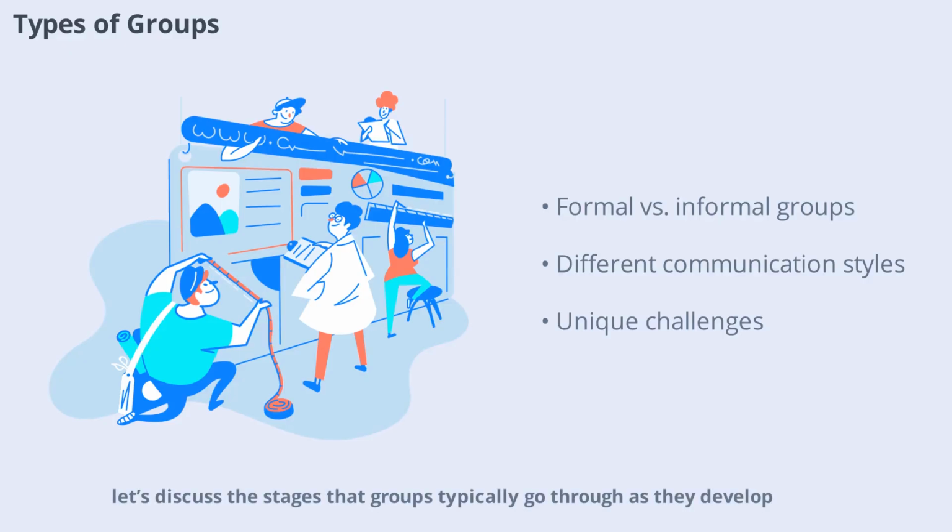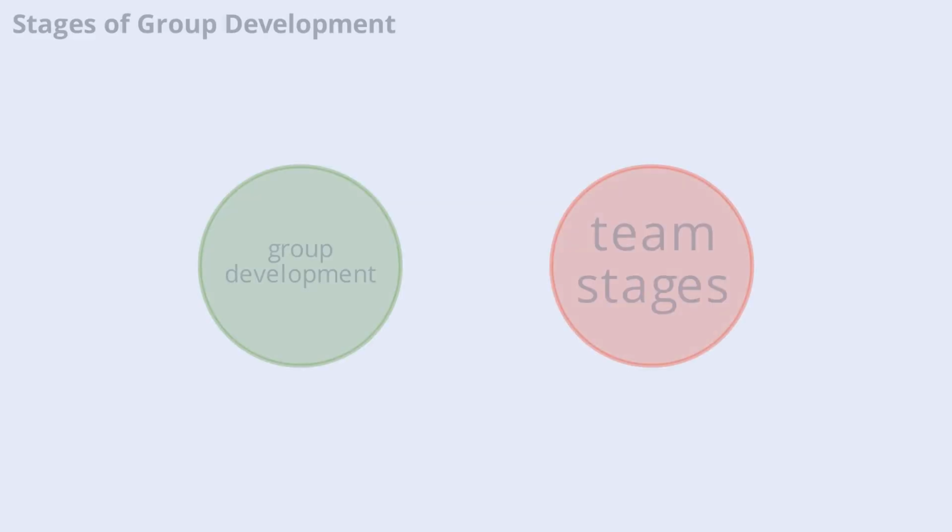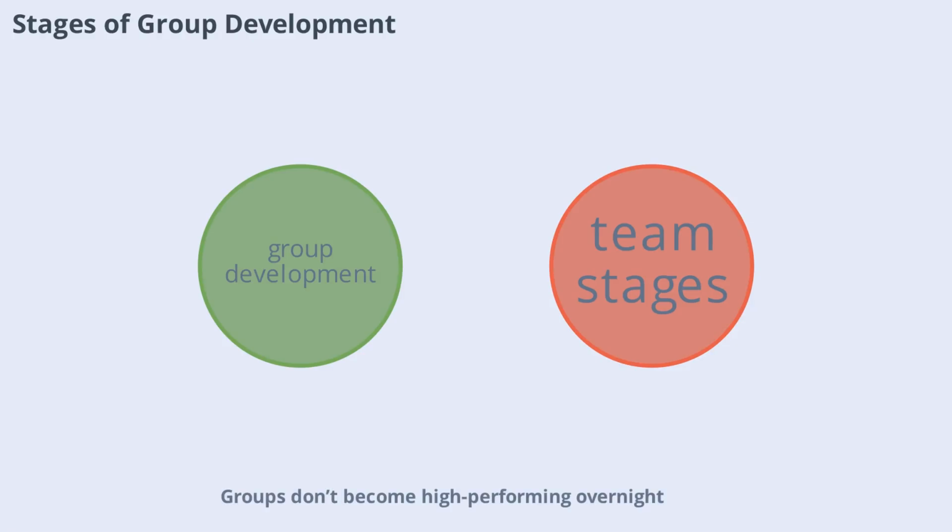Up next, let's discuss the stages that groups typically go through as they develop. Groups don't become high-performing overnight. They usually progress through several stages: forming, storming, norming, performing, and adjourning. In the forming stage, members get to know each other and establish ground rules. Storming often involves conflicts as personalities clash and roles are negotiated. Norming is when the group finds its rhythm, and performing is where the team works efficiently towards its goals. Finally, adjourning marks the end of the group's journey. Understanding these stages helps leaders guide their teams through challenges and celebrate successes.